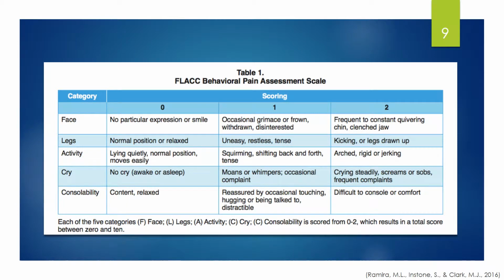So this is the FLACC Behavioral Pain Assessment Scale. There's 5 categories: the face, legs, activity, cry, and consolability. Each is scored from 0 to 2, resulting in a total score between 0 and 10. So for each of the 5 categories, the 0 is no pain, so what they would be expressing or what the child would look like, whereas the 2 is the most pain. So having a score of 10 out of 10 would mean that the child was in pain.